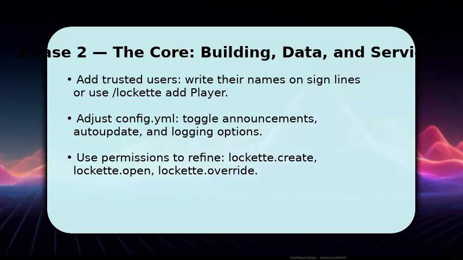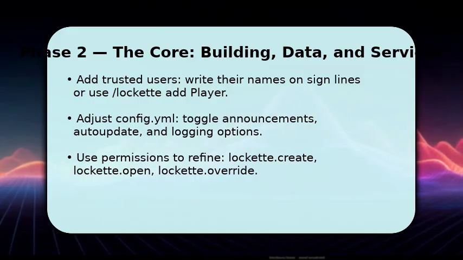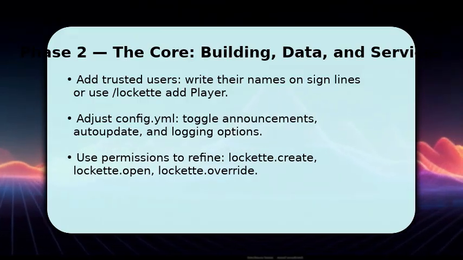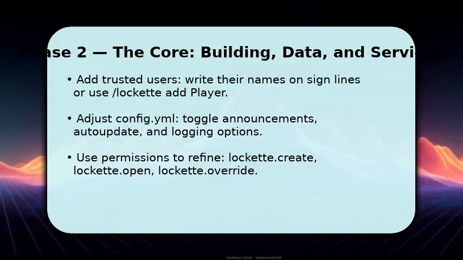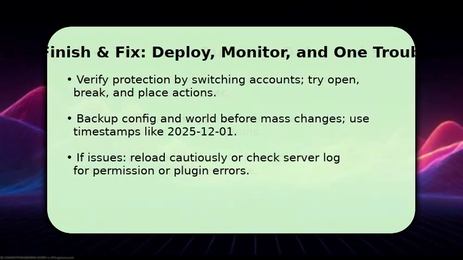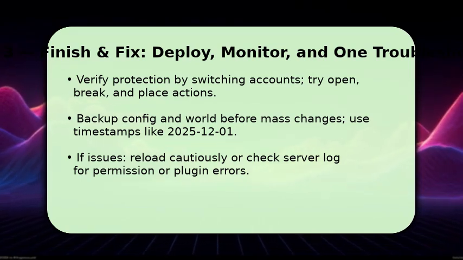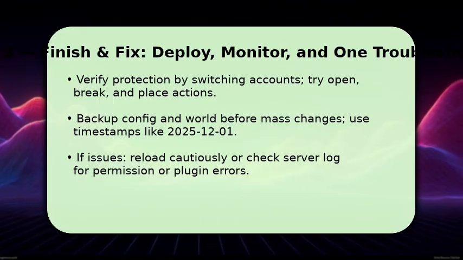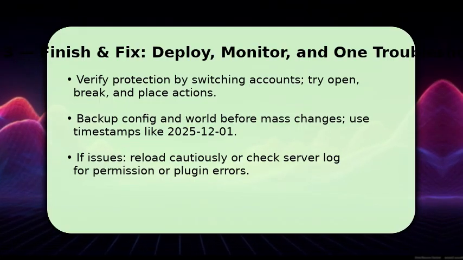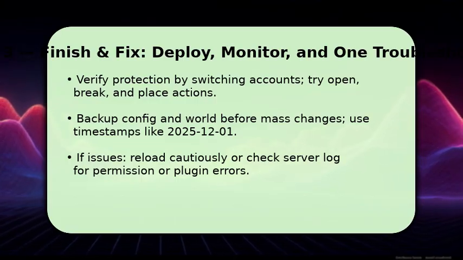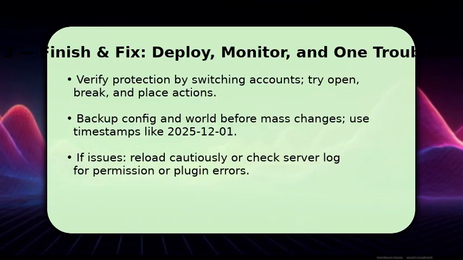Finally, map permissions to groups so trusted roles open items, but guests cannot. You finish by testing protections and creating backups to avoid data loss. Thorough checks save time. Switch to a test account and confirm that open, place, and break behaviors match intended permissions, then backup config.yml and the world with a timestamp so you can restore if needed.